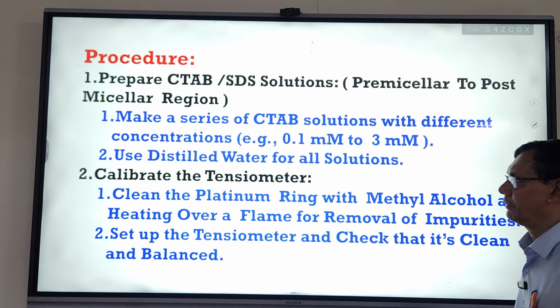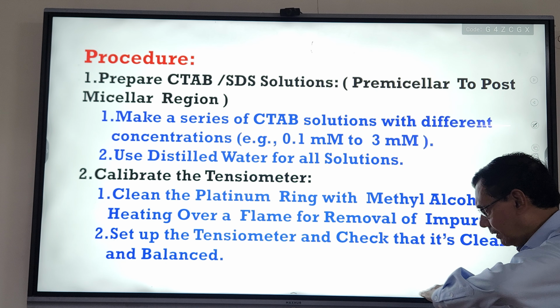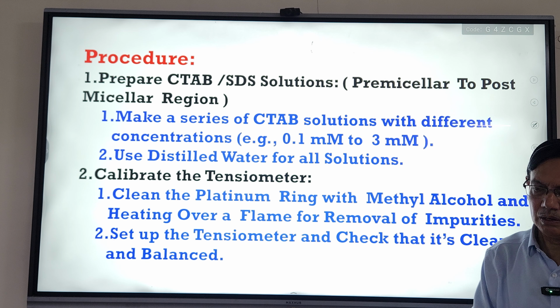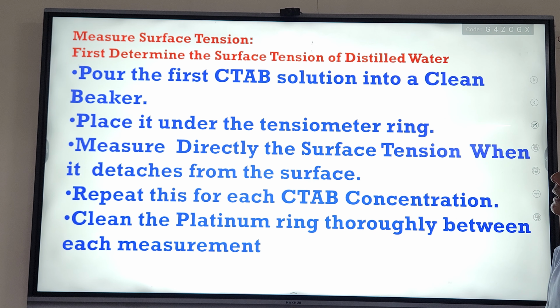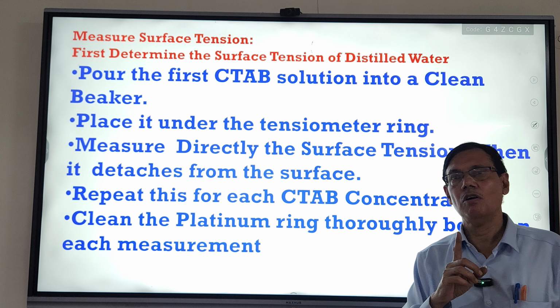यूज ऑलवेज डिस्टिल वाटर, देन कैलिब्रेट योर टेंसियोमीटर. अभी आप करेंगे, इसको ज़्यादा बोलने की ज़रूरत नहीं है. प्लेटिनम रिंग को क्लीन करेंगे, उसको फ्लेम में हीटिंग करेंगे. देन, समटाइम बैलेंस करना भी ज़रूरी है, वहाँ पे स्पिरिट लेवल रखा हुआ है. सो एवरीथिंग इज रेडी. नाउ फर्स्ट you determine the surface tension of water.